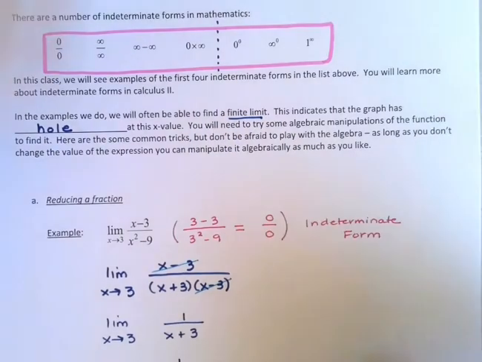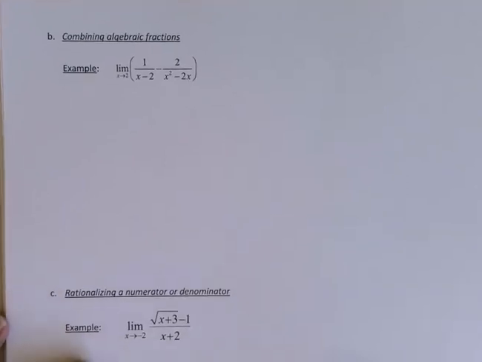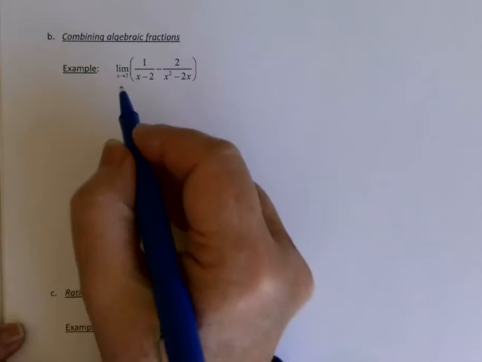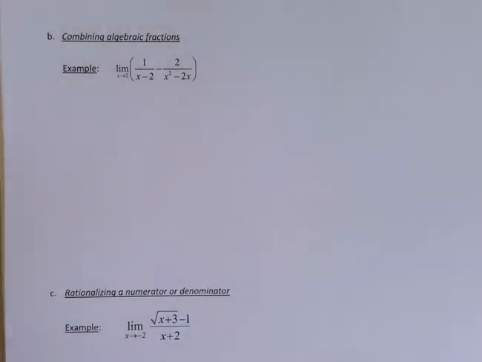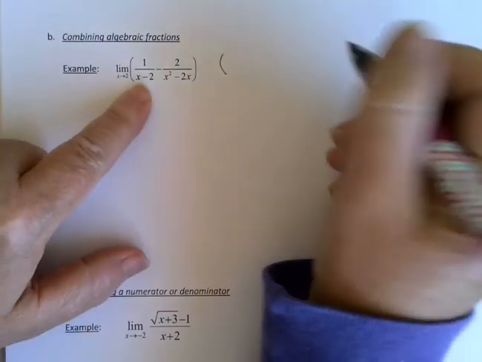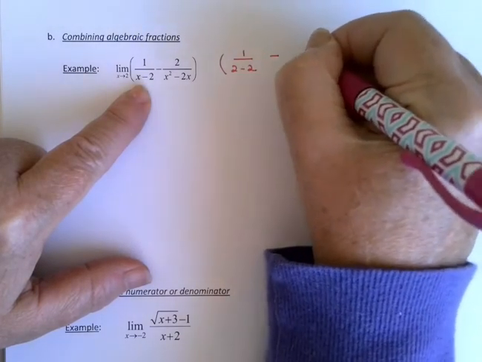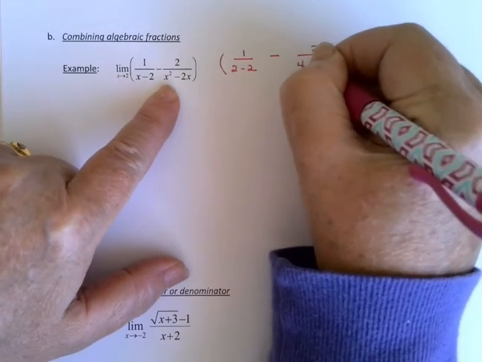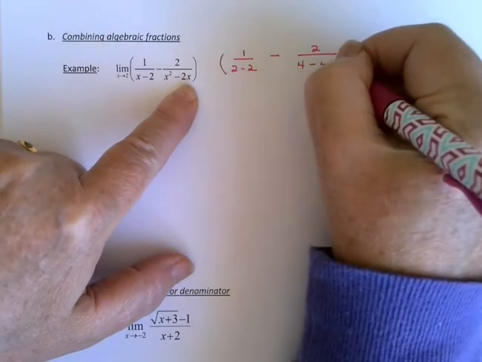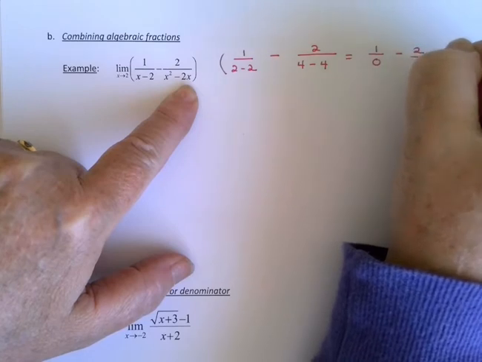All right, we'll look at a couple more examples of handling indeterminate forms. The next one says combining algebraic fractions. In this case, I was trying direct substitution first on my original limit. I would get 1 over 2 minus 2, subtract 2 over 2 squared, which would be 4, minus 2 times 2, which would also be 4. That's 1 over 0, minus 2 over 0.